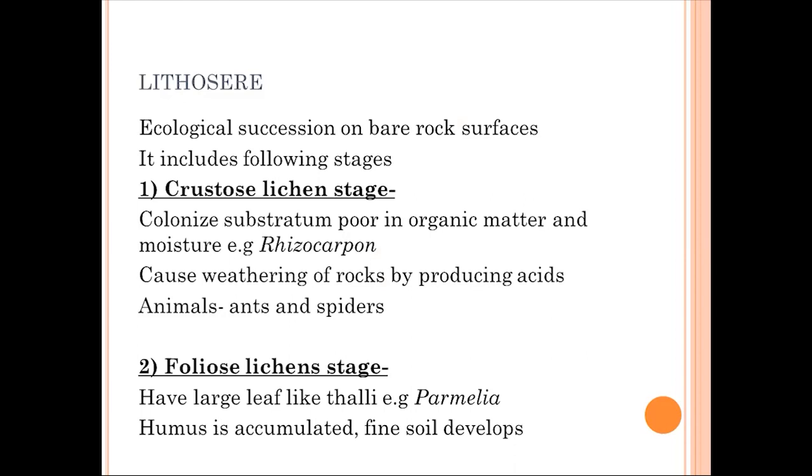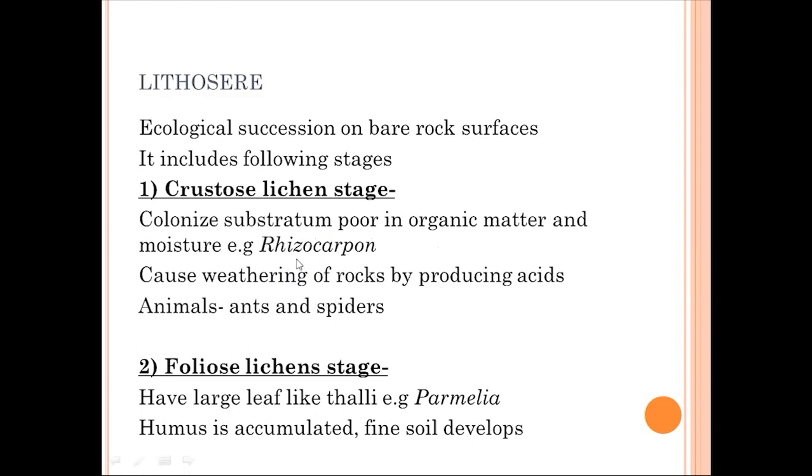First stage is the crustose lichen stage. Now, lichen is an association between an alga and a fungus. Okay, both the entities are found in the lichen. So the first is the crustose lichen stage. In a barren area, crustose lichens are the first to colonize, okay, because the barren area is poor in moisture and also organic matter, and there are extreme temperatures. So the lichens like Rhizocarpon are the first to invade or colonize that area.